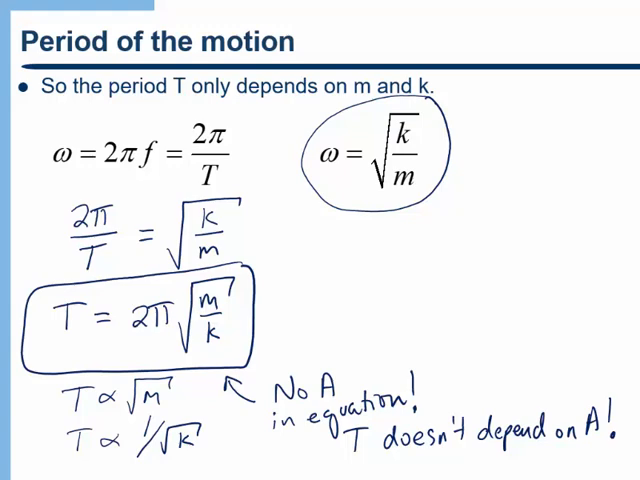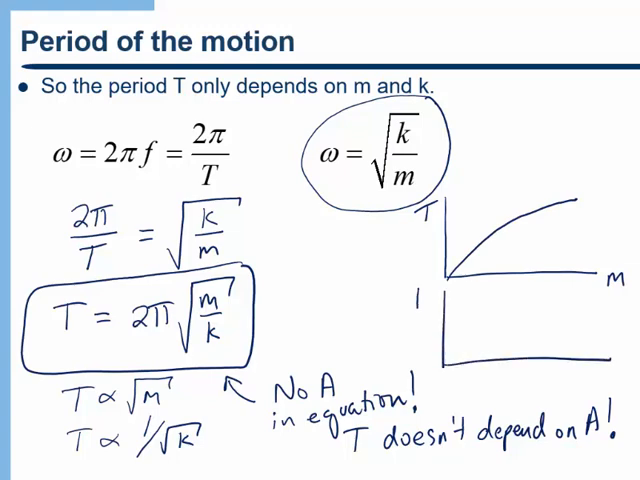Notice that if we were to plot the period of the object's motion versus the mass, it would look like a square root function. Or if we plotted t squared versus m, it would look like a straight line.